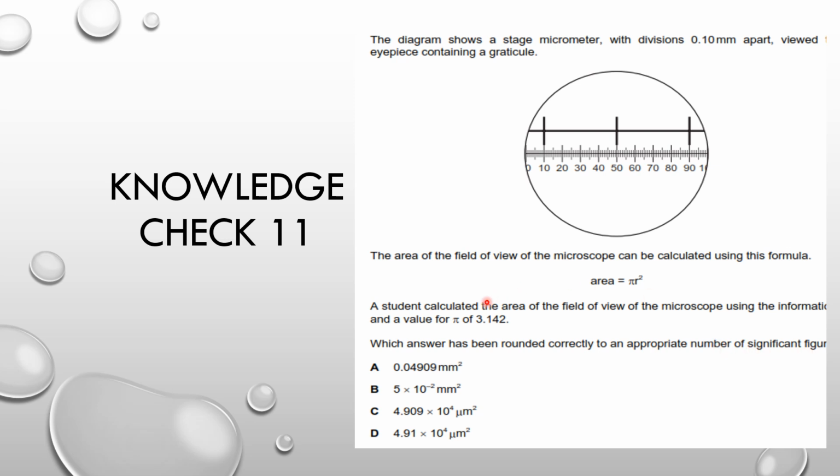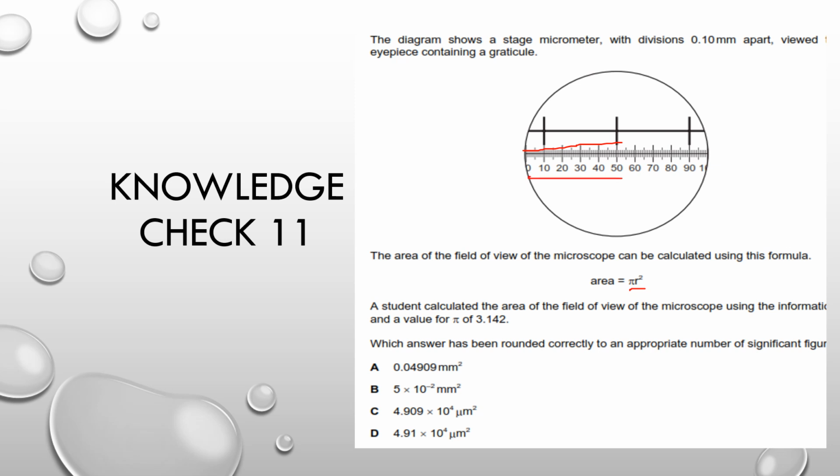Remember, you have to calibrate first. Remember, find the point of overlap. From here to here is 40 eyepiece units, and 40 eyepiece units is the same as 1 stage micrometer division. But watch this. Remember that we have been given that area is pi r squared. Now what is r? The radius of this circle is from the circumference to the center. From 0 to here is 50 divisions, right?